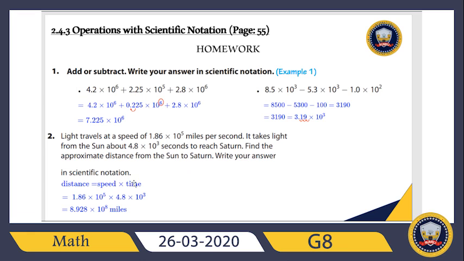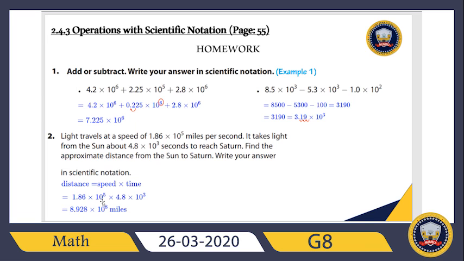So speed times time. Speed is 1.86 times 10 to the power of 5. Time is 4.8 times 10 to the power of 3. Now we have multiplication. We said multiplication and division in scientific notation is very easy. Just multiply all things together. So I'm going to multiply these numbers together. 1.86 times 4.8. This is 8.928.